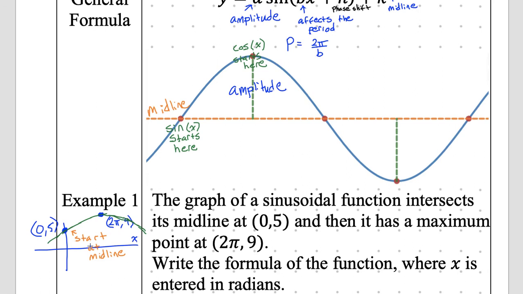Yeah, Sam. It's sine because it starts in the midline. There it is, yeah. Sine will start at the midline. Cosine will start at the minimum or start at the maximum. Or minimum or maximum.